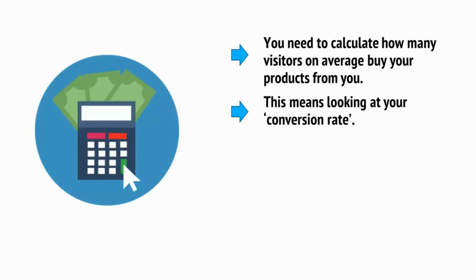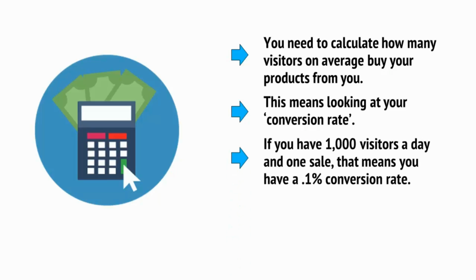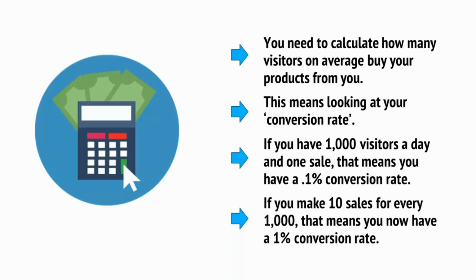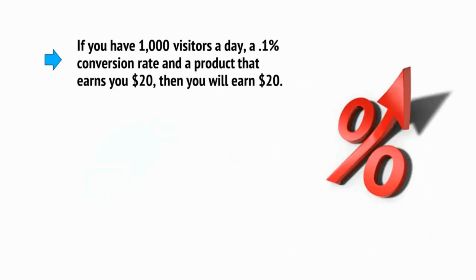This means looking at your conversion rate. If you have 1,000 visitors a day and one sale, then that means you have a 0.1% conversion rate. If you make 10 sales for every 1,000, then that means you now have a 1% conversion rate. This can tell you how much you're earning in a day. For example, if you have 1,000 visitors a day, a 0.1% conversion rate, and a product that earns you $20, then you will earn $20.